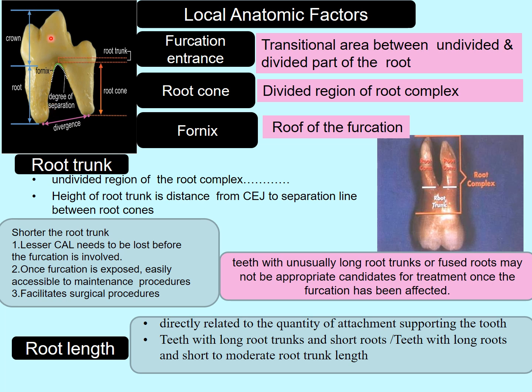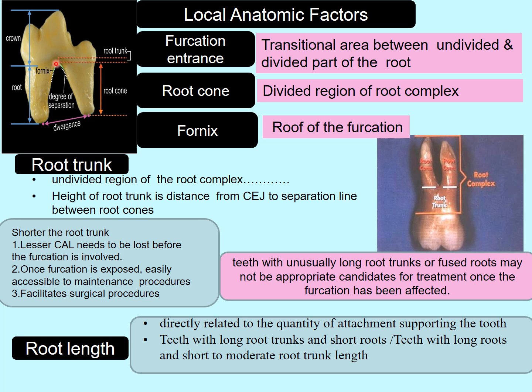You can see that this is the tooth, and this is the furcation entrance area. That is a transitional area between the divided and undivided part of the root. These are the two parts of the two roots; it is divided into two roots. This is the divided region of the root complex, and this is the fornix, the roof of the furcation. So: furcation entrance, root cone, divided portion, and then fornix.